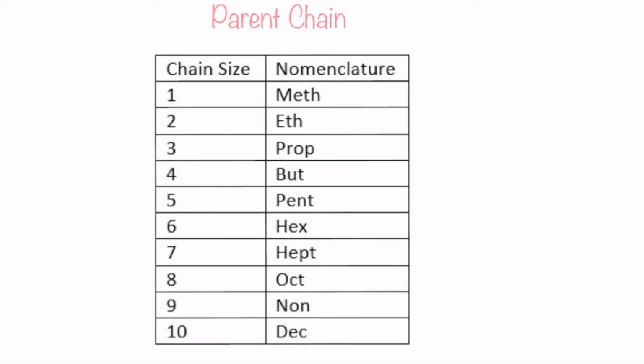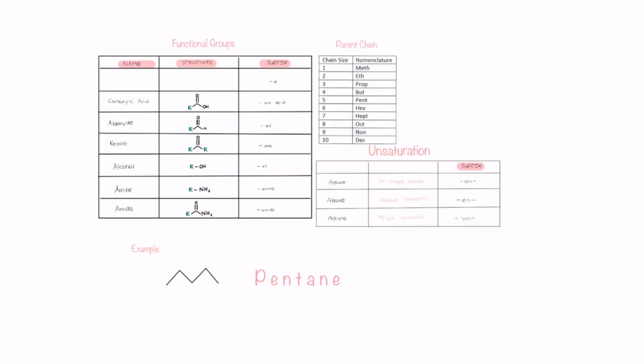Now, parent chain is a little bit easier to memorize. So if your parent chain consists of one carbon, it's going to have a prefix of meth. If it has two carbons, it's going to have a prefix of eth. 3 carbons, prop, 4 carbons, but, 5 carbons, pent, 6 carbons, hex, 7 carbons, hept, 8 carbons, oct, 9 carbons, non, 10 carbons, dec. And you could just sit and memorize these rather easily. Let's take a look at an example.